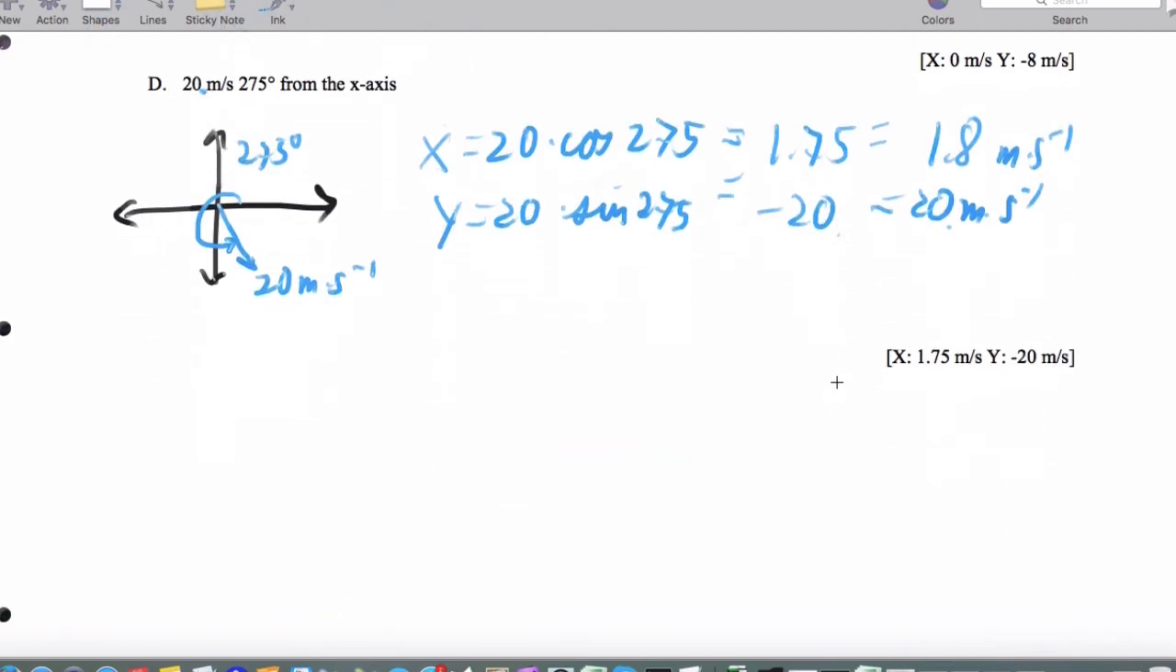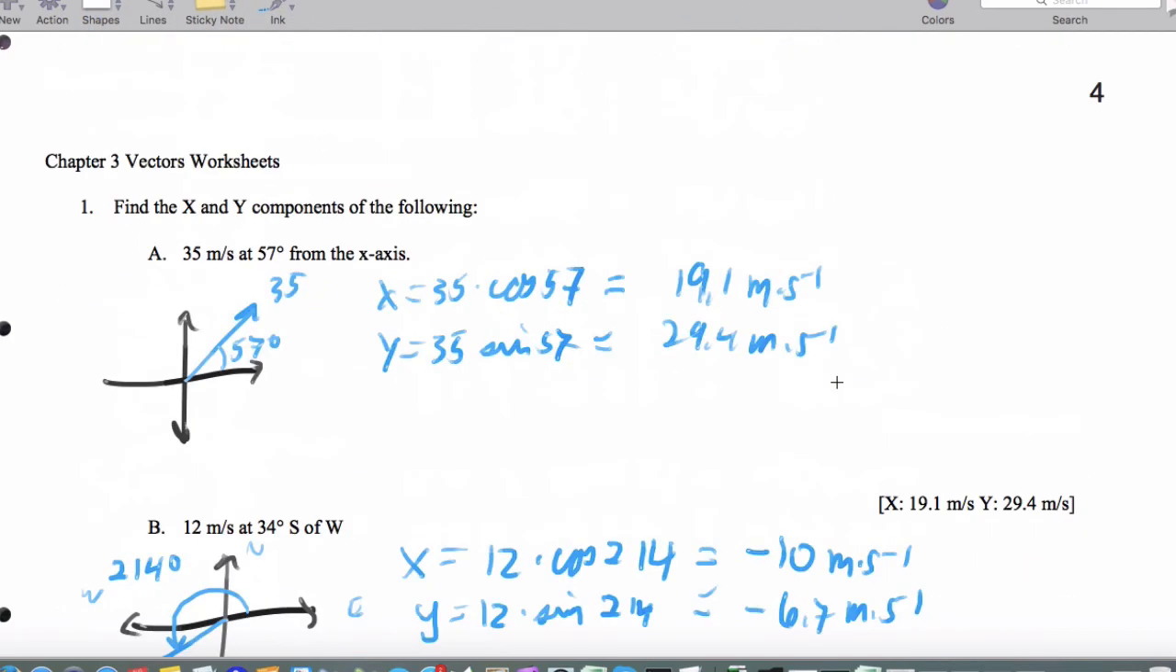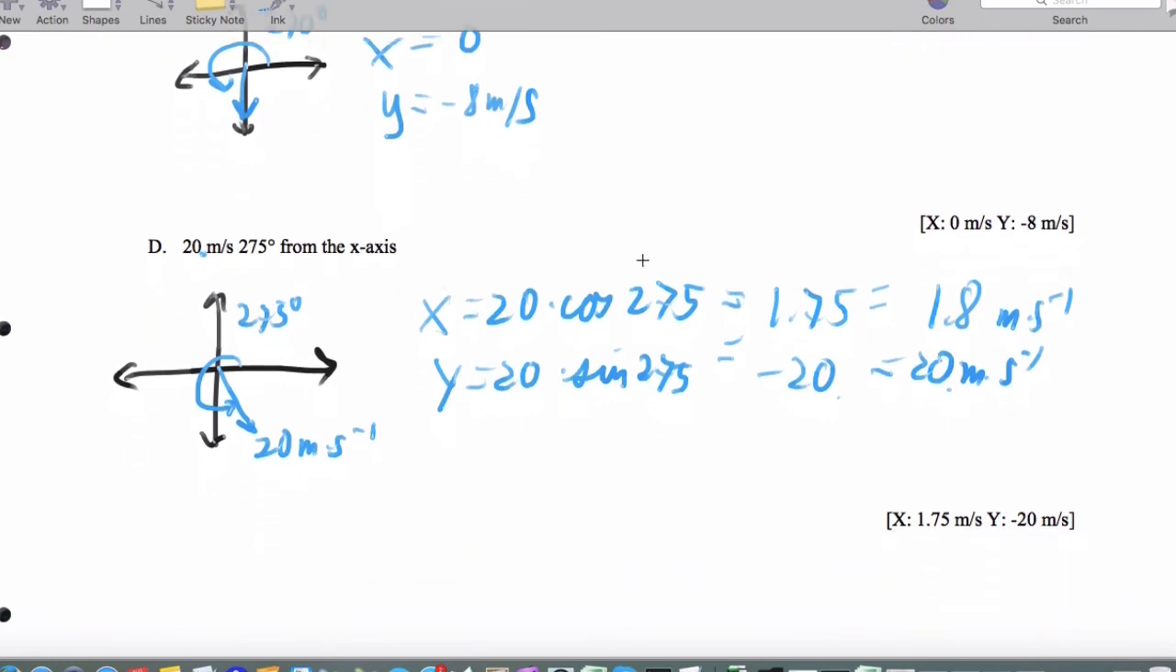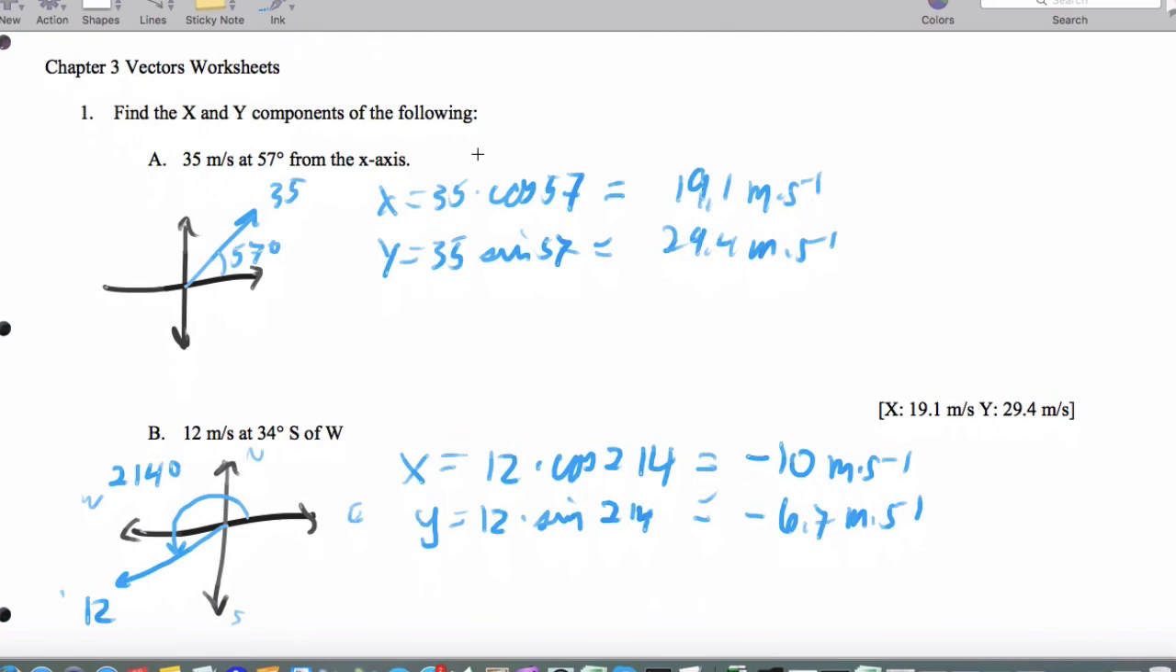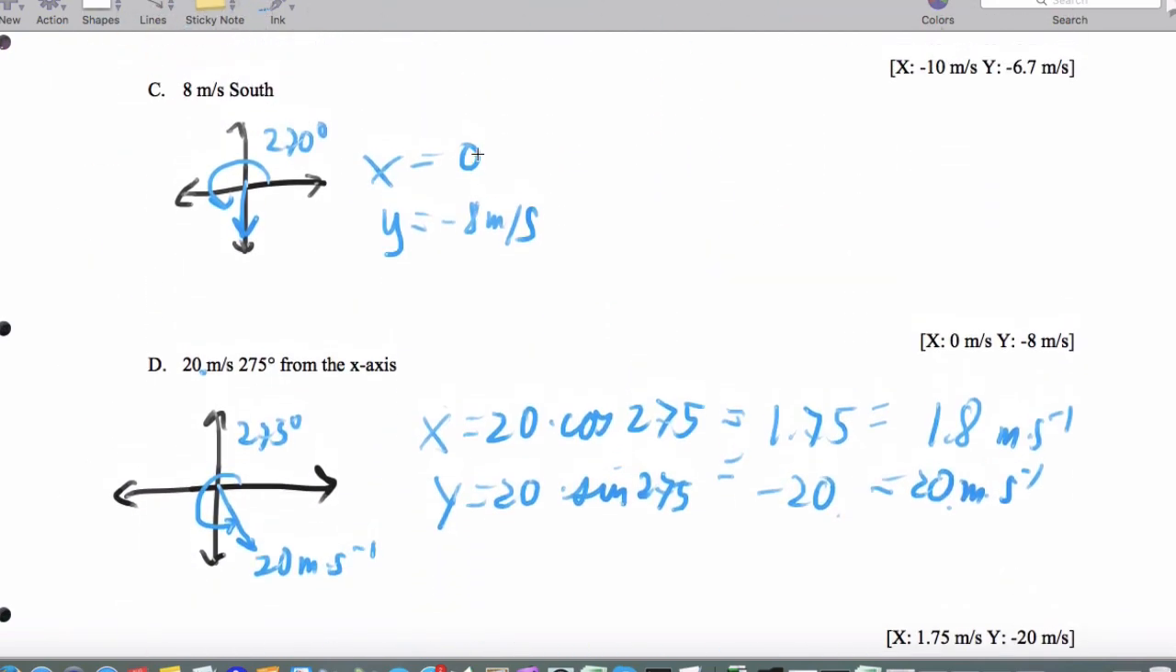All right, so that is basics of vector components, and we actually use this approach when studying forces and when studying motion in 2 dimensions, which we're going to take a little bit of a closer look at in our next class.